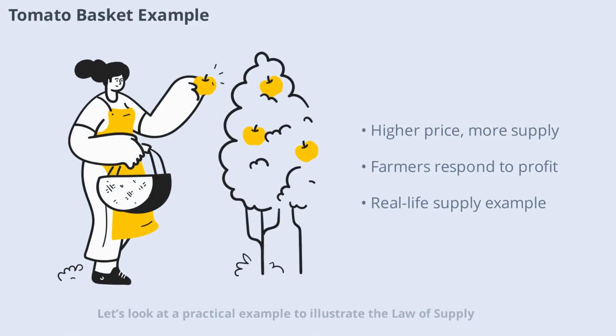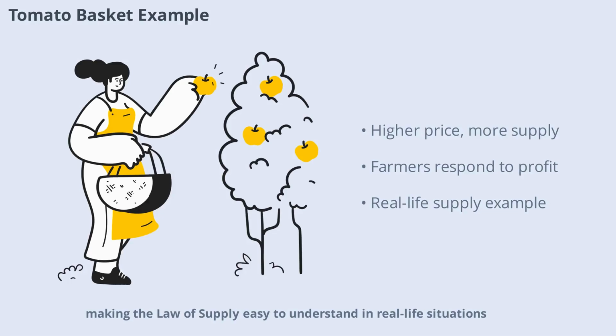Let's look at a practical example to illustrate the law of supply. Imagine that a basket of tomatoes sells for $5,000 today. At this price, farmers may supply 50 baskets to the market. If the price rises to $8,000 per basket, farmers will likely increase production and supply perhaps 80 or even 100 baskets because they can make more profit. This example shows the direct relationship between price and quantity supplied, making the law of supply easy to understand in real-life situations.